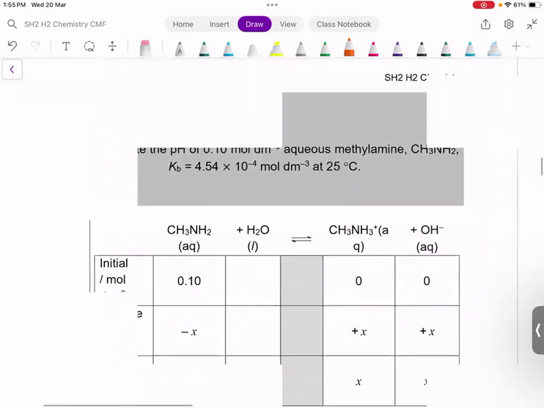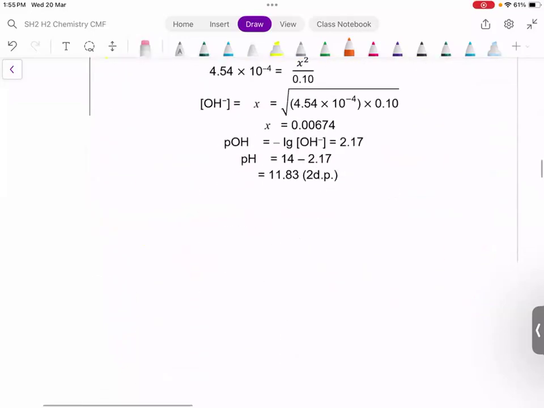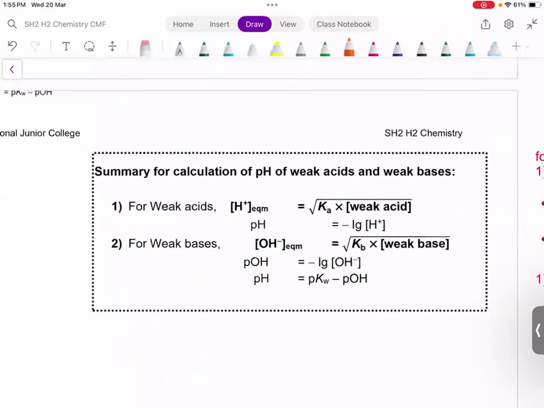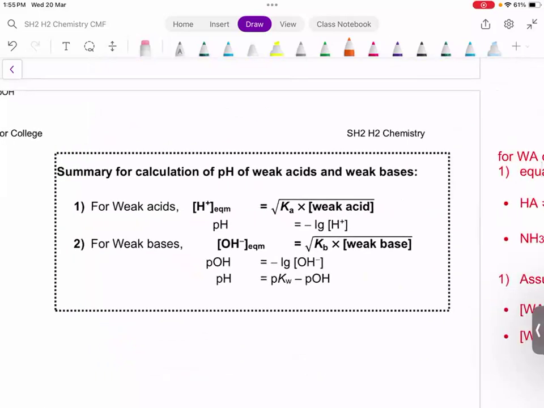Okay, so let's move on. The rest, you read on your own. I just want to highlight the use of this equation. When we apply the Ka and Kb expressions in our weak acid, weak base calculation of pH, you are allowed to use this as your shortcut. That means you can skip the ICE table. If you are fast enough, you don't need the ICE table. You just plug in this expression and calculate the H plus and the OH minus concentration.